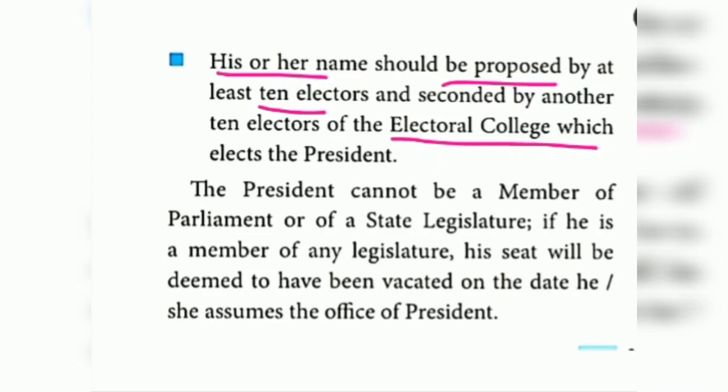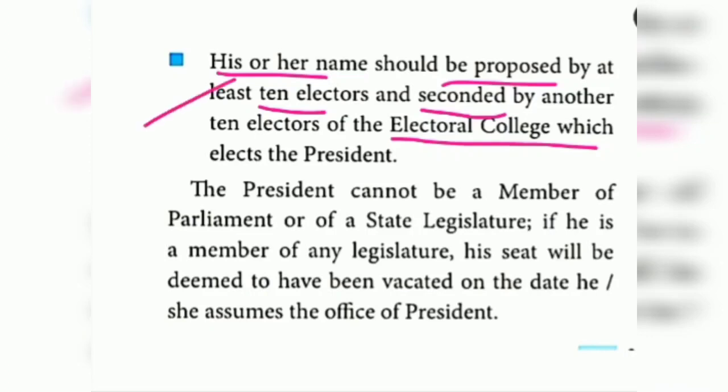So at the time of the election of the president in the Electoral College, 10 electors should put forward his name, and another 10 electors have to support it, seconded, like that. Yes, another 10 members have to support the election of the president. Then only he can become a president. He can win the election.